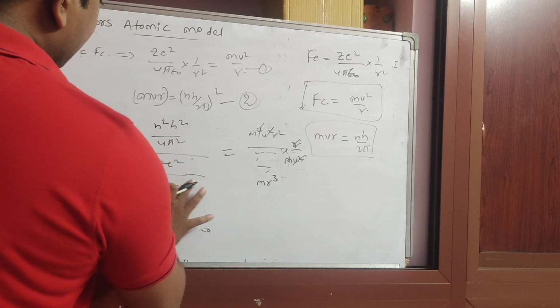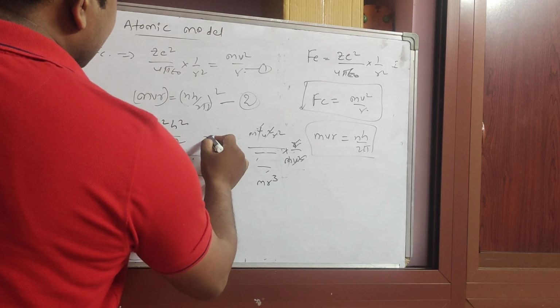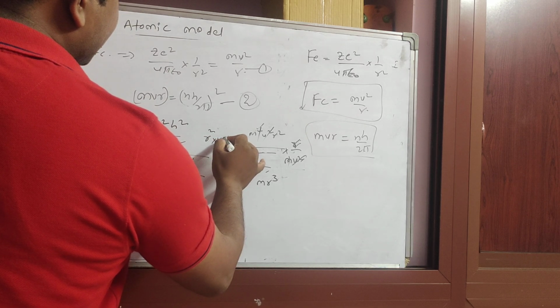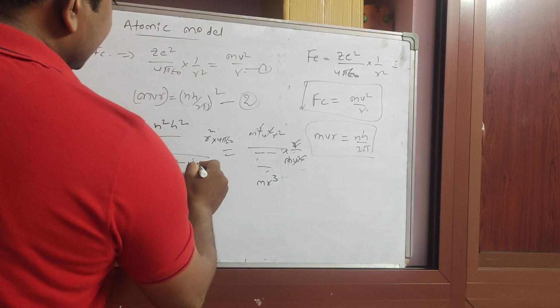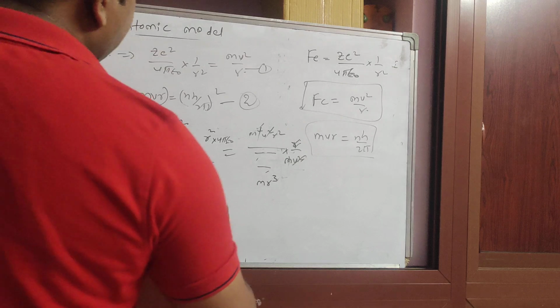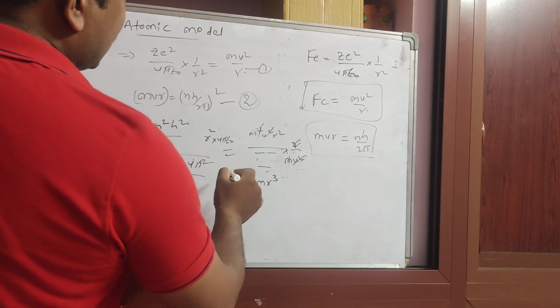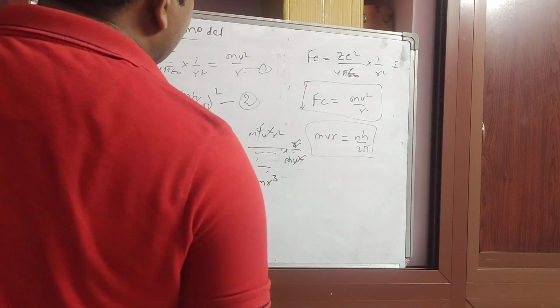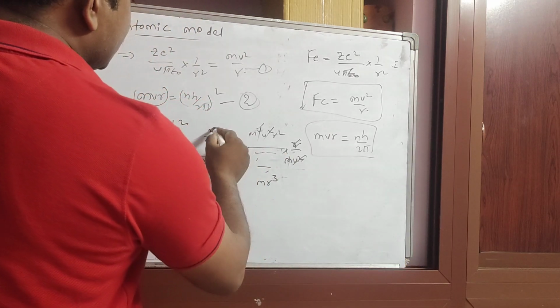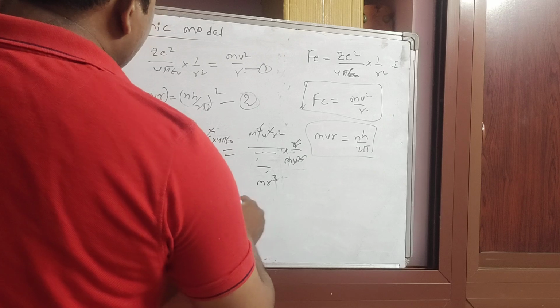In this case, what will happen? 4 pi epsilon naught r square, r square into 4 pi epsilon naught by Ze square. This is also from 4 pi square. What will happen here? r square, mr cube is there, but in the numerator only m is there.